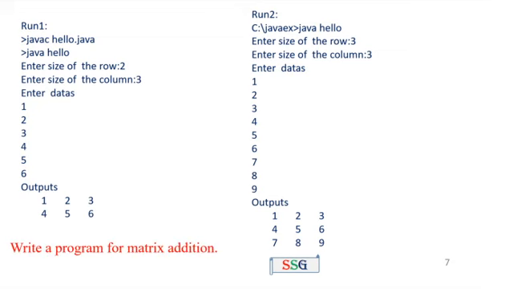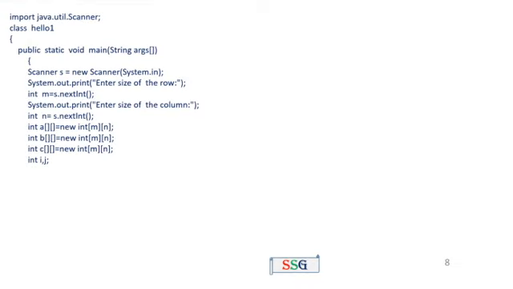Now we are going to write a program for matrix addition. Matrix addition is an important question in Anna University. The answer for this program: import java.util.Scanner, valid statement; class name Hello1, valid statement; public static void main, valid statement; Scanner command, valid. Enter the size of the row, represented by the variable name m, and the size of the column, represented by the variable name n.